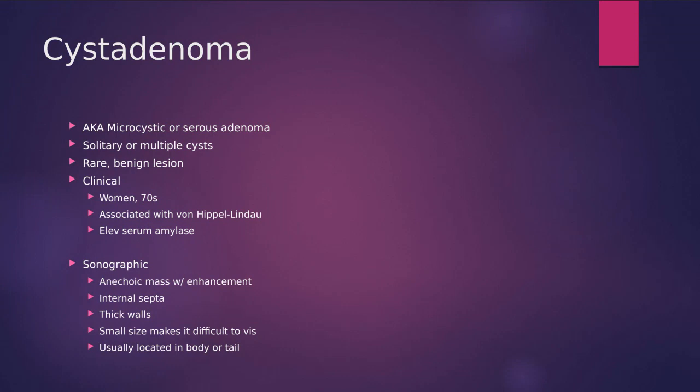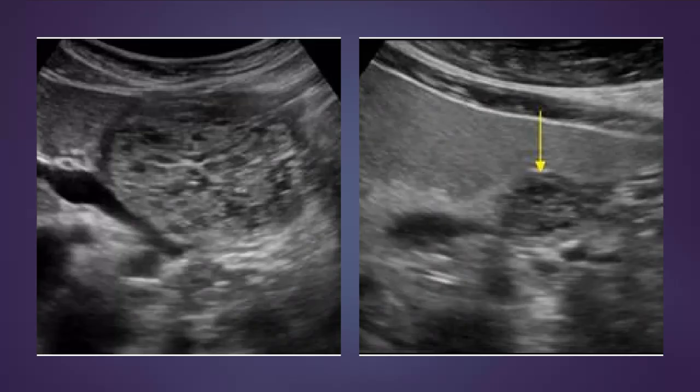On ultrasound, we're going to see an anechoic mass with enhancement. So this is a cystic finding. We can see some internal septum or septations in there. The walls, the borders are going to be thick. Sometimes they can be small, so that's going to make it harder for us to find them. And they're usually going to be located in the body or the tail. So let's take a look at what they look like.